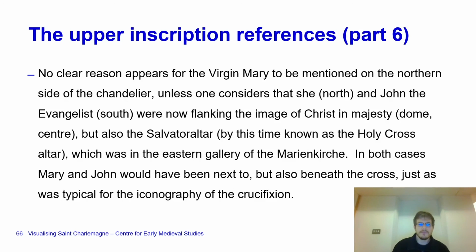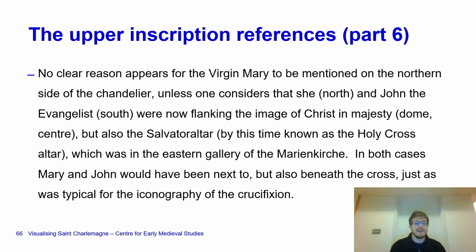No clear reason appears for the Virgin Mary to be mentioned on the northern side of the chandelier, unless one considers that she, in the north, and John the Evangelist, in the south, were now flanking the image of Christ in majesty, who could be found in a dome, which is the center, but also the Salvator altar, by this time known as the altar of the Holy Cross, which was on the eastern gallery of the Marienkirche. Now in both cases Mary and John would have been next to, but also beneath the cross, just as was typical for the iconography of the crucifixion.